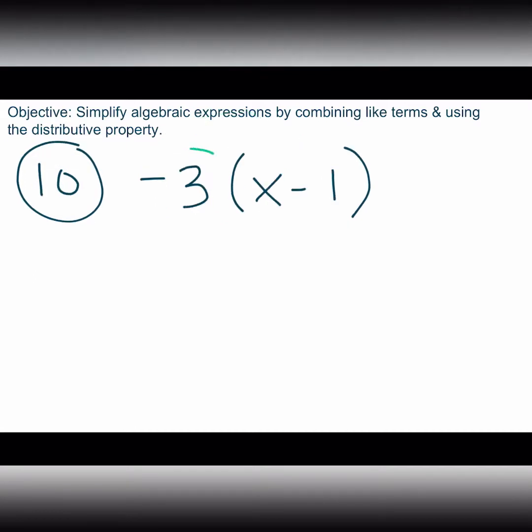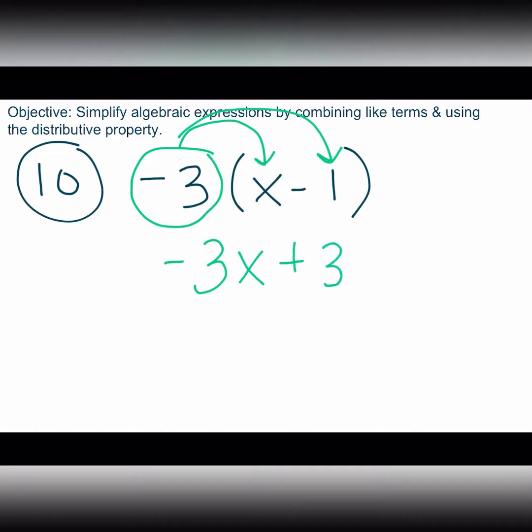Okay, one more with the distributive property and then we're going to move on to combining like terms. So we have negative 3. I circled my negative. Negative 3 times x is negative 3x. And then I'm multiplying negative 3 times negative 1. Negative times a negative is going to be positive. So 3 times 1 is 3. And that is my final answer.